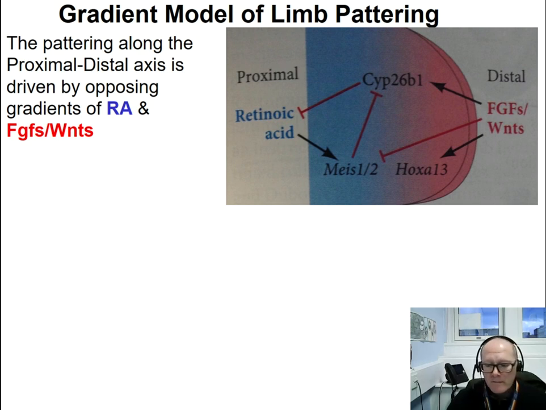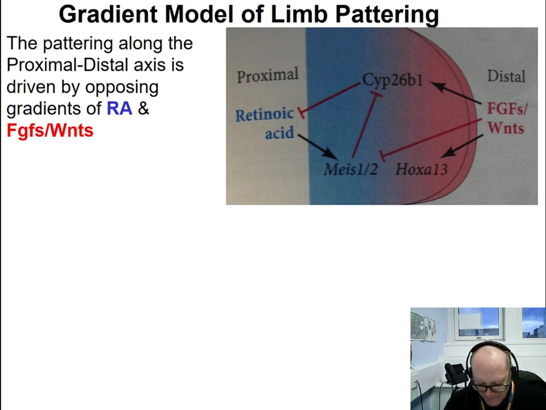Well, it should not be much surprising to you, there is the formation of a gradient, or actually two opposite gradients, along the proximal to distal axis that resemble very much the gradient that we saw along the anterior to posterior axis in the main body of the animal. In fact, we have a proximal to distal gradient of retinoic acid and a distal to proximal gradient of FGF and Wnt signaling.